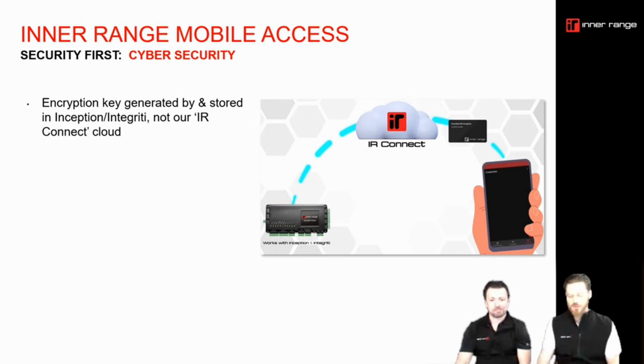So what I mean by that in a little bit more detail is, when it comes to securing the site and securing the solution, an encryption key is required. Now, we chose to ensure that the actual encryption key that's generated, which is unique per system or per customer, is generated and stored by the Inception or the Integriti system. That is to say, the access control system. So this is not generated by the IR Connect InterRange cloud. It's not stored in the cloud.